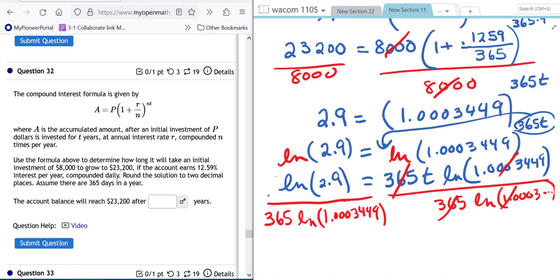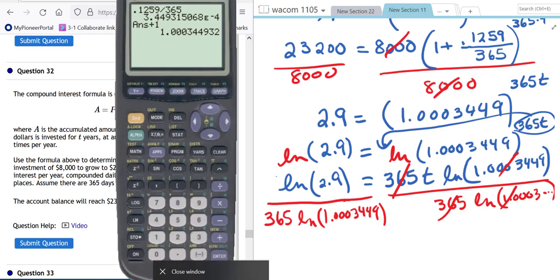I would use parentheses. Let's use the parentheses, okay? You just have to be careful to make sure that it does exactly what you want. All right, so natural log of 2.9, close that parentheses. That is your whole numerator divided by. We have math in there, so we're going to put the whole denominator in parentheses. 365 times natural log of 1.00034449. Close and close for the denominator.